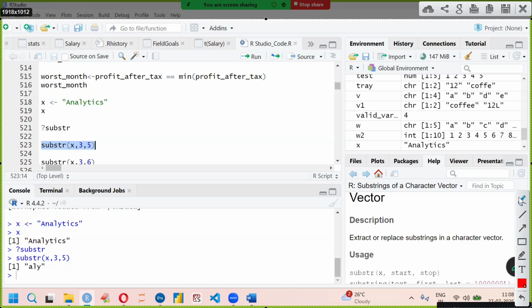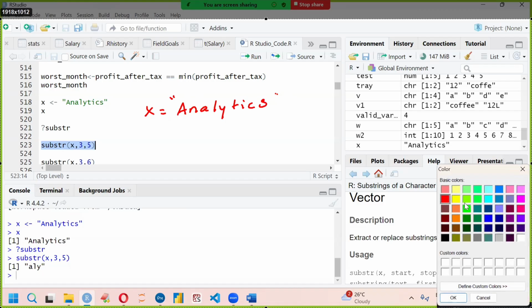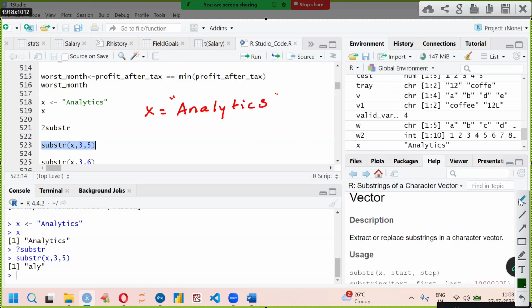What is x? x is nothing but analytics. And I told you for each and every element we have an index, and indexing in our language will start with 1. If you observe here, the index of A is 1, index of N is 2, A is 3, again 4, 5, 6, 7, 8, 9.